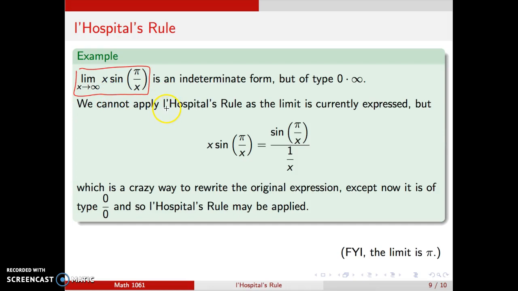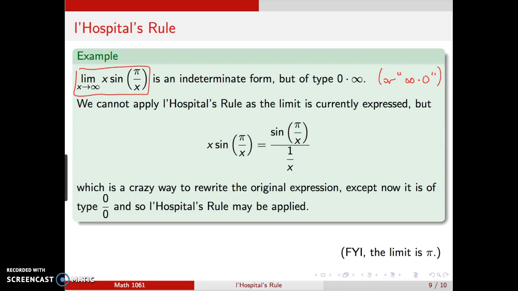If you did a direct evaluation, you get infinity times sine of pi over infinity, which none of that makes sense. But sine of pi over a really large number that's getting bigger and bigger is approaching 0, so it would be like infinity times 0, which we usually just say 0 times infinity, of course. Or not of course, but we mean the same thing. It's the same type. So it's an indeterminate form. As it is, we can't use L'Hopital's rule.